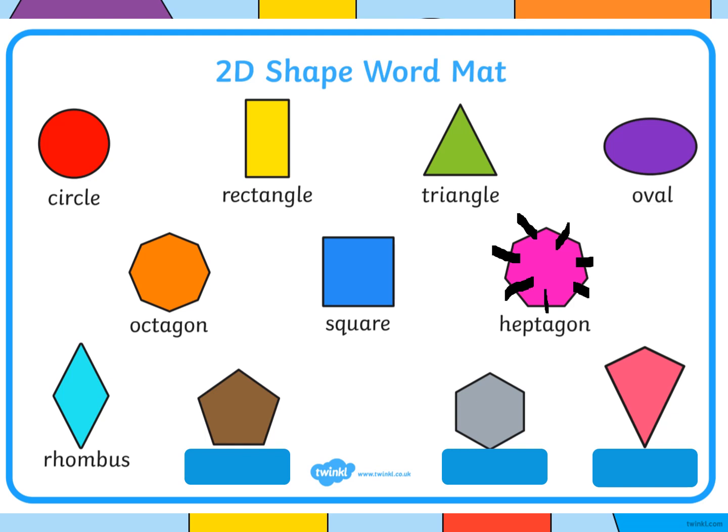Okay, the next shape. Oh, I'm going to count it. I'm going to check. 1, 2, 3, 4, 5 straight sides, 5 corners. It's a pentagon. Well done, it's a pentagon.